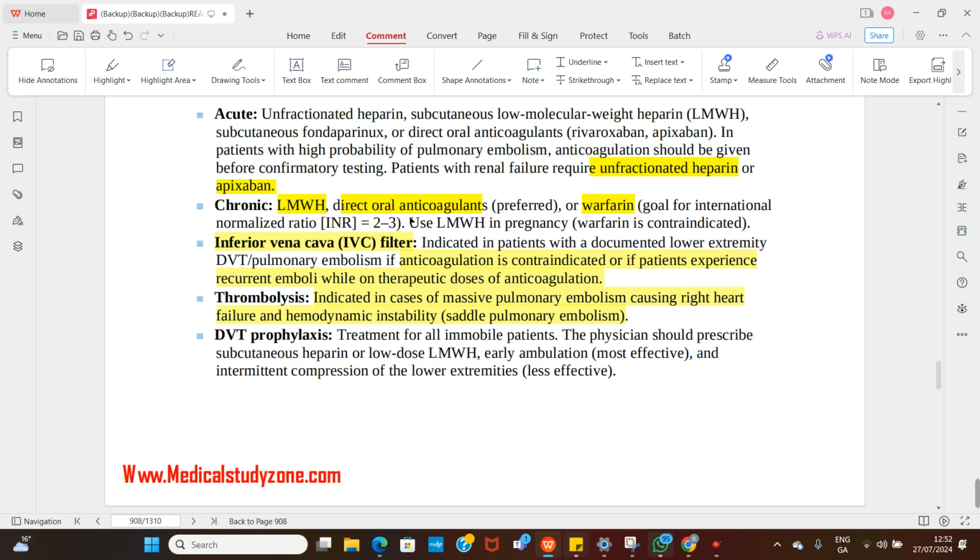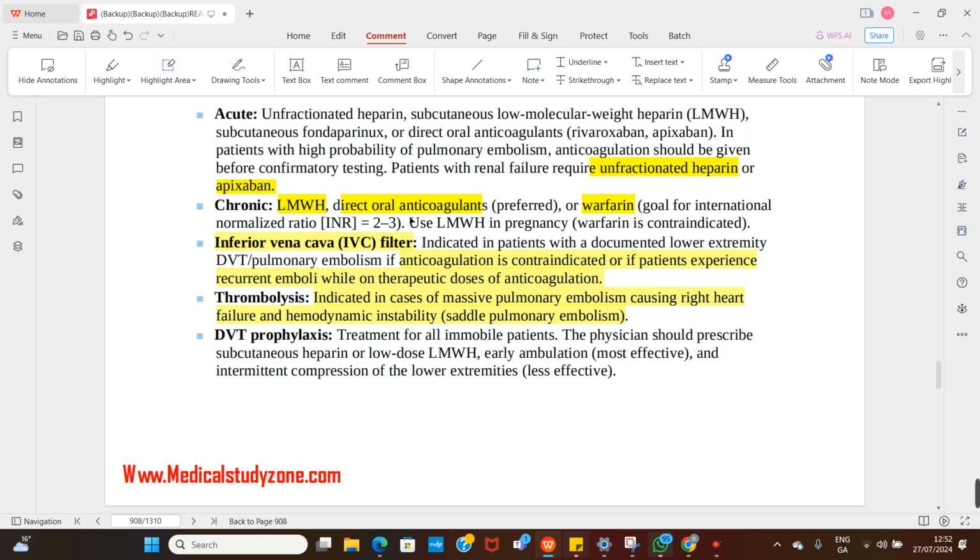So you can rest assured that this patient is going to be fine. For chronic treatment, you can use low molecular weight heparin, a direct oral anticoagulant, or warfarin. You cannot use unfractionated heparin because of HIT. You cannot place somebody on unfractionated heparin for a long time. You are not expecting HIT, but low molecular weight heparin has a low risk for HIT.